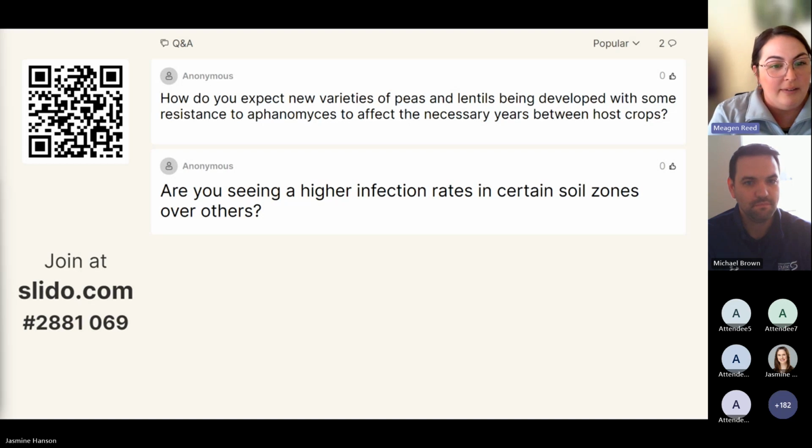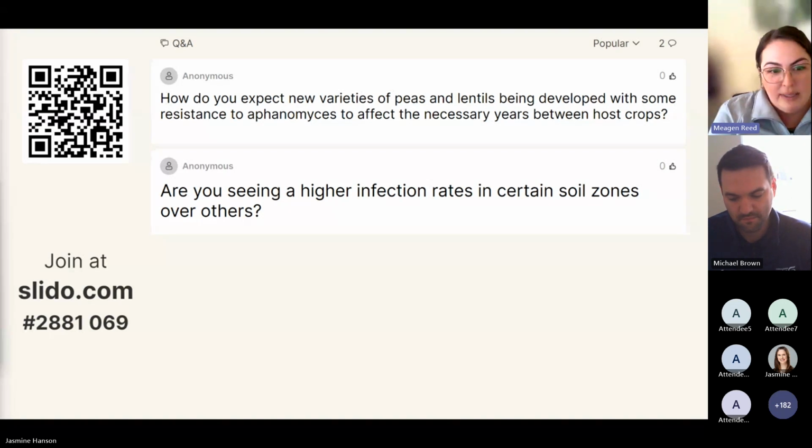I'm hopeful that it can take us back to a more normal rotation, but right now we really don't have any idea what that looks like.